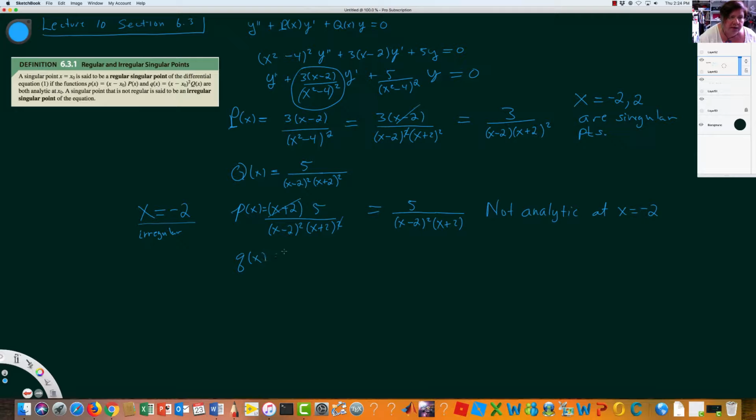Little q of x is going to be x plus 2 squared times my big Q of x, which is 5. Oh, shoot. I put 5 here instead of 3. Well, that was kind of stupid. Anyway, 3. Sorry, that's 5. This one is 3, and I think I messed all this up, didn't I? Yep, I did. All right, let me just fix it.